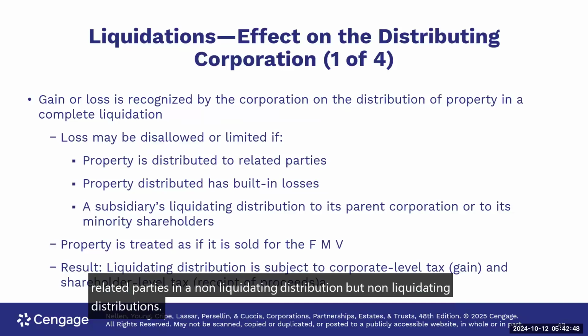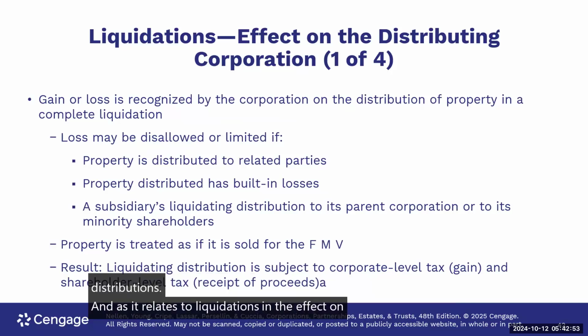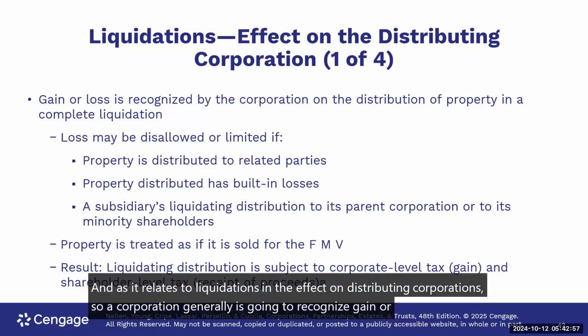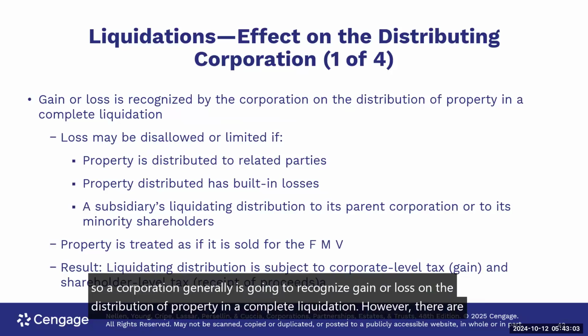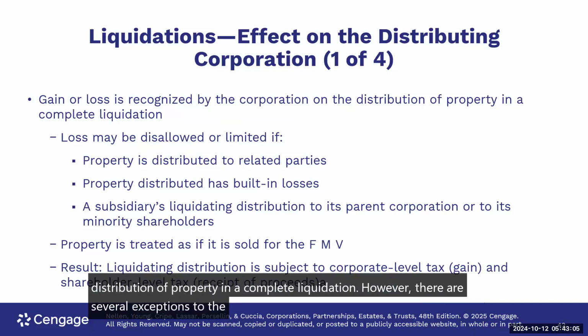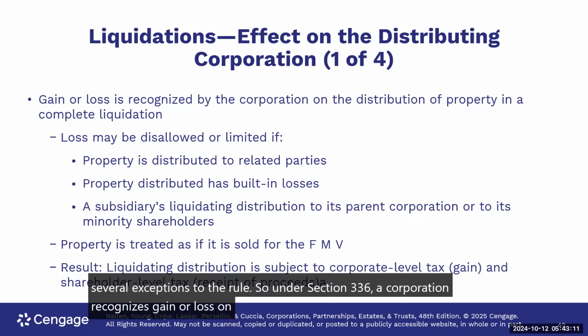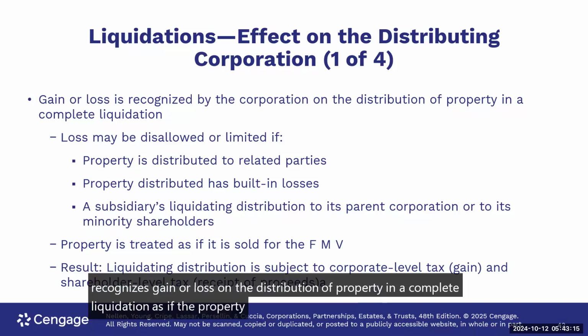And as it relates to liquidations and the effect on distributing corporations, a corporation generally is going to recognize gain or loss on the distribution of property in a complete liquidation. However, there are several exceptions to the rule. Under Section 336A, a corporation recognizes gain or loss on the distribution of property in a complete liquidation as if the property were sold at its fair market value.